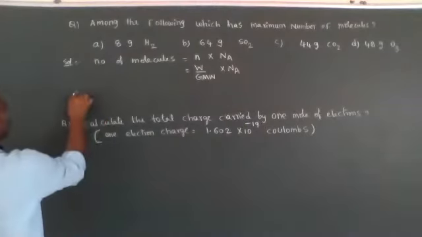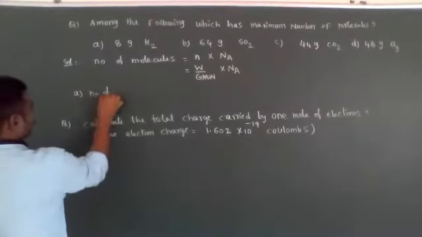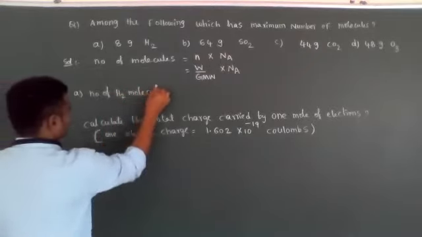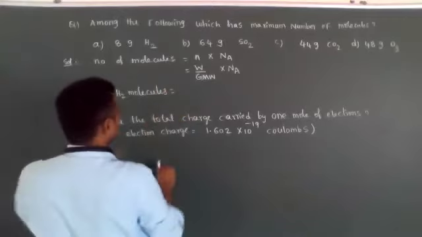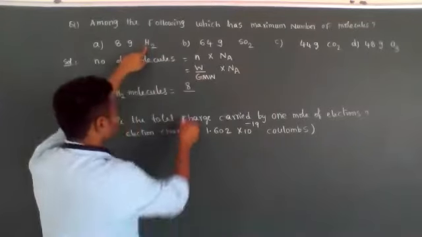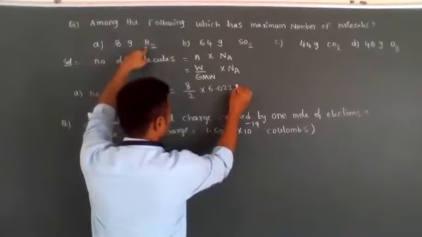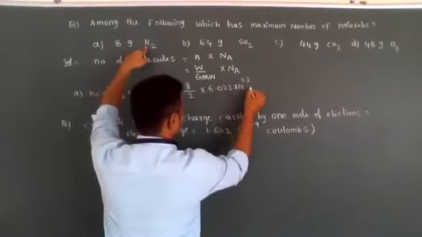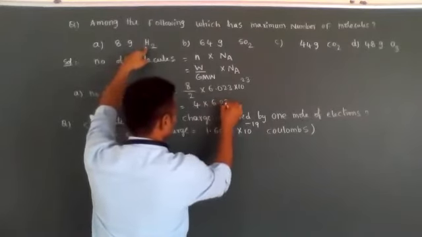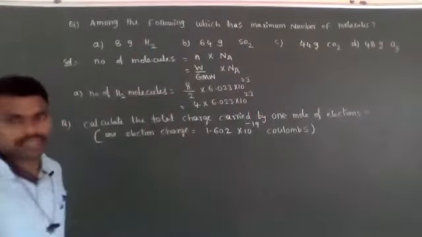Now the first option, H2 molecules is equal to weight by gram molecular weight of H2, that is 8 by 2 grams, into 6.023 into 10 to the power of 23. That is approximately how much? 4 into 6.023 into 10 to the power of 23.